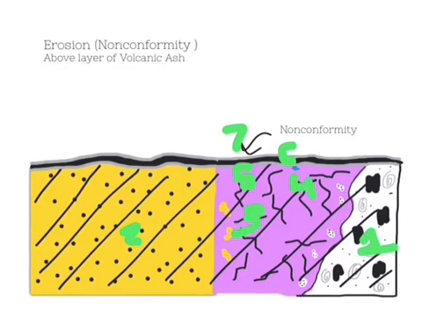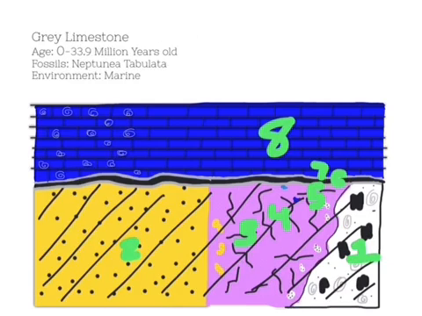What happened seventh is that there is erosion above the layer of volcanic ash, which makes it a nonconformity. What happened eighth is a tannish gray crystalline rock, which is fine-grained, came in. Those clues led us to believe it was gray limestone. This layer contains a fossil, Neptunia tabulata. This fossil lived in a marine environment, and according to the age of the fossil, the rock layer is 0 to 99.9 million years old.